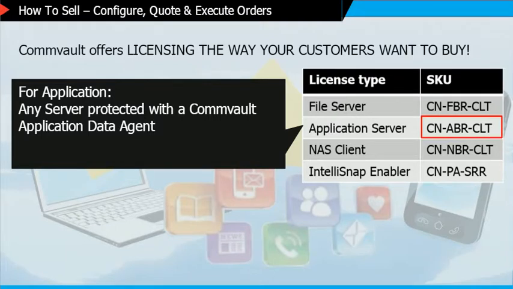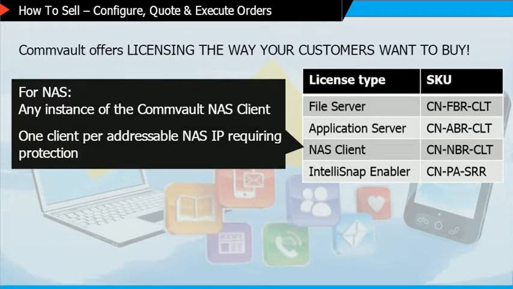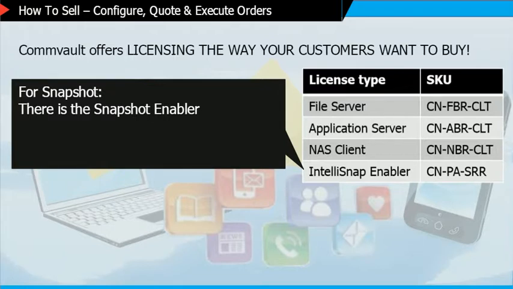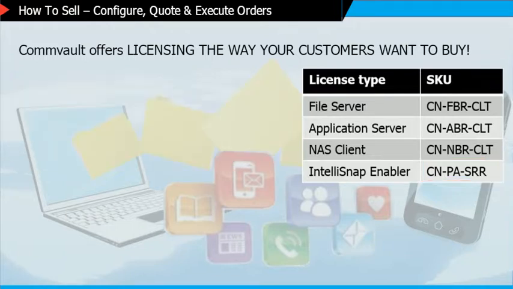of CN, ABR, CLT. For NAS, any instance of the Commvault NAS client, one client per addressable NAS IP requiring protection, NAS client with a SKU of CN, NBR, CLT. For snapshot functionality, there is the Snapshot Enabler with a SKU of CN, PA, SRR. Be sure to see more details in the licensing one-page summary available in the Resources tab of this module.